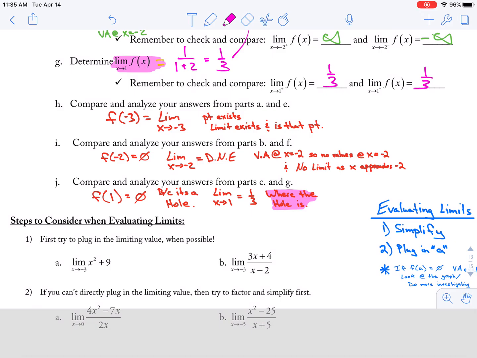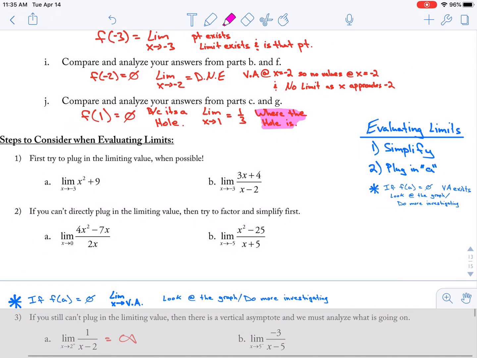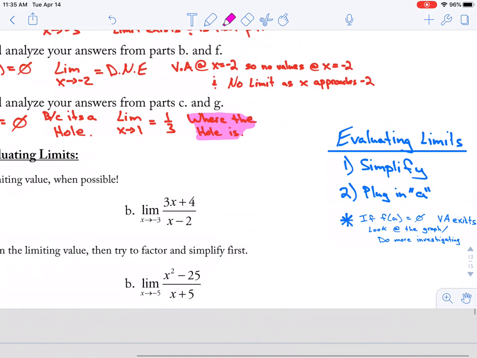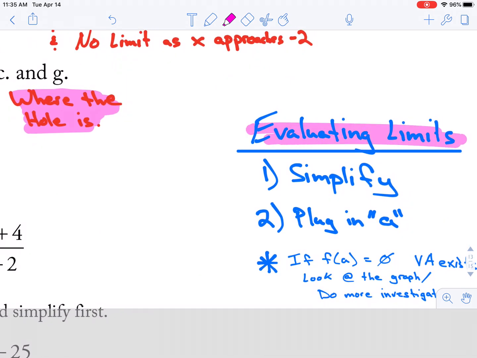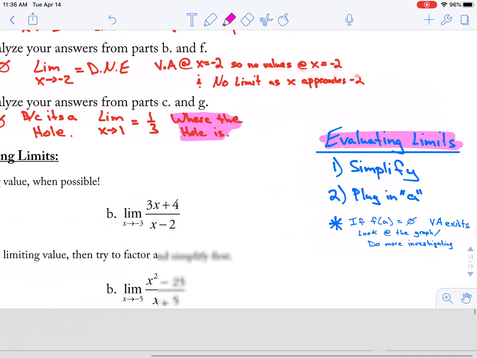So now if we don't have a graph, this is how we have to do it. So our steps for evaluating based off of that information: if we ever want to evaluate limits, these are our steps. You're simply going to simplify the function, and then if you can plug in the value for A, meaning where the limit is going. If you can't plug it in, if it has a vertical asymptote at that value of A, then you either look at the graph or we have to do some more investigation where we test some points. And we'll see some problems here as we go.